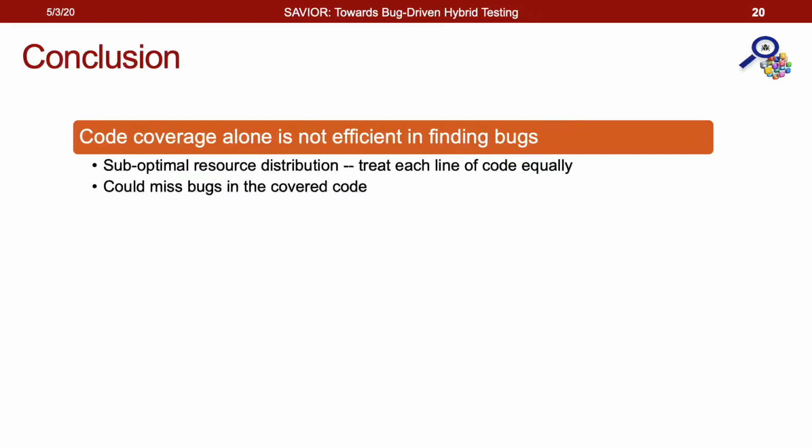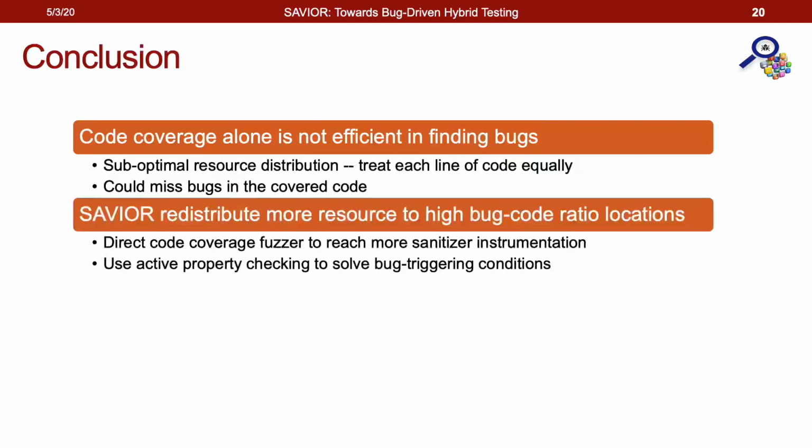First, it creates a suboptimal resource distribution, because it treats each line of code equally. The second problem is that even when a location is covered, if we are only focusing on code coverage, we could still miss bugs in that covered code. Second, Savior redistributes more resources to those locations with high bug-to-code ratios by redirecting coverage guidance, instead of reaching more code blocks, to now reach more sanitizer instrumentations.